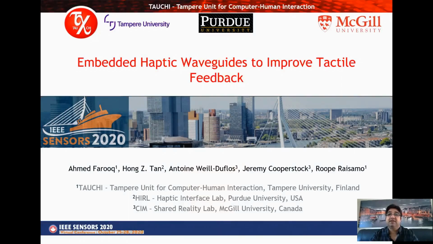Today, I'll be discussing our work on embedded haptic waveguides to improve tactile feedback. This research is a joint collaboration between Tampere University, Finland, Purdue University, USA, and McGill University, Canada.